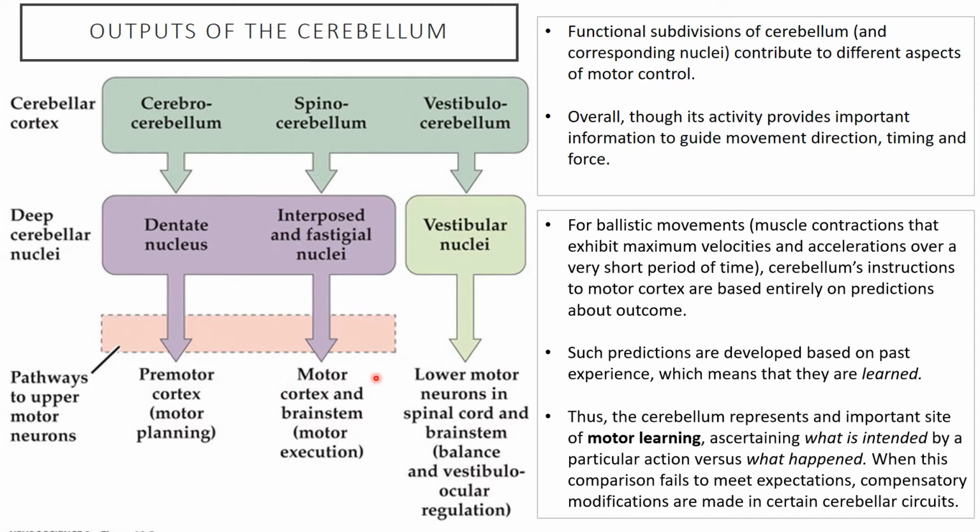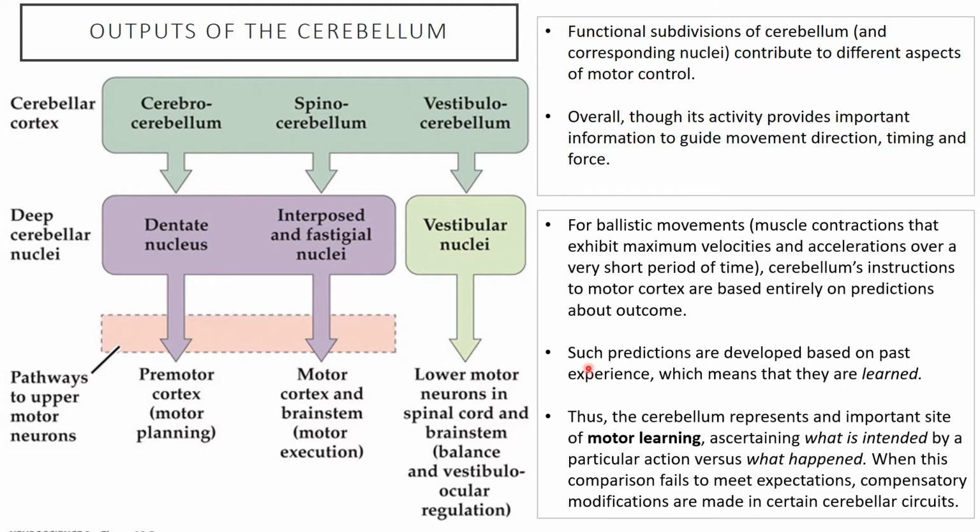So for the ballistic movements that we need to do from time to time, where we're using maximum velocities and accelerations over a very short period of time, the cerebellum's instructions to the motor cortex are based entirely on predictions about outcome. These kinds of movements are happening so fast that the cerebellum is simply making some calculations and then applying those to generate movement that should be coordinated as best as possible.